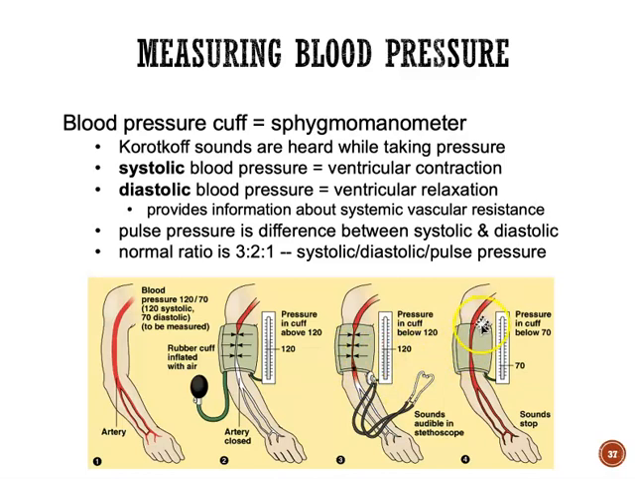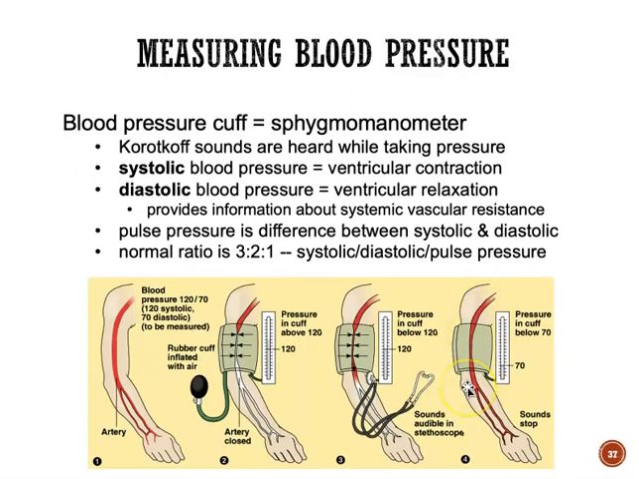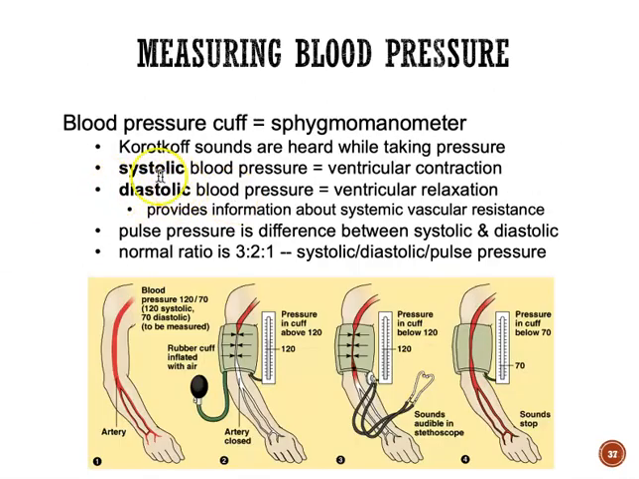And then at some point, the blood pressure in the cuff is so low that it's no longer obstructing the flow of blood at all, so you stop hearing sounds. You don't hear the turbulence anymore, and that's indicative of the diastolic pressure. Okay. And then pulse pressure is simply the difference between your systolic and diastolic, so you would subtract the diastolic from the systolic. And the normal ratio is 3 to 2 to 1, systolic diastolic pulse pressure.